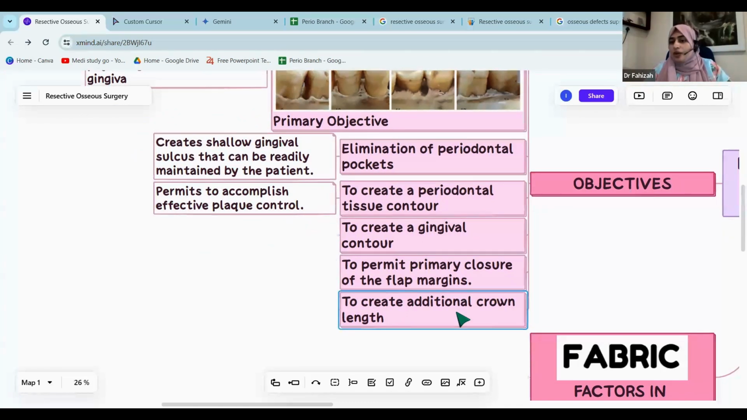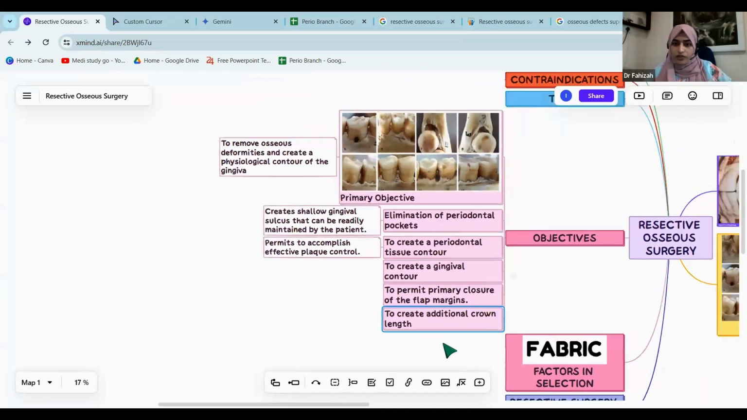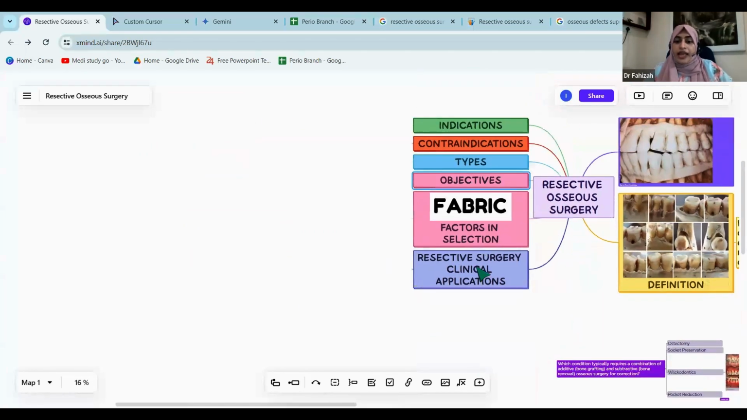And to create additional crown length. In prosthodontics, when you place tooth crowns, if there isn't enough space, what they do is lift the gingiva, cut a little bit of bone, and then close the gingiva, and then they place the crown. That way you're making more space for the crown to go in. So that becomes creating additional crown length. That becomes your objectives.